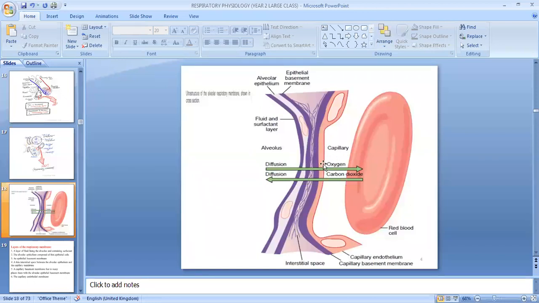This junction constitutes what we call the respiratory membrane, because oxygen must diffuse from the alveolus into the blood, and carbon dioxide must diffuse from the blood through this junction into the alveolus, and therefore this is called the respiratory membrane. And within this respiratory membrane, there are several layers, and these layers are what we call the respiratory membrane barriers. There are 6 in number.